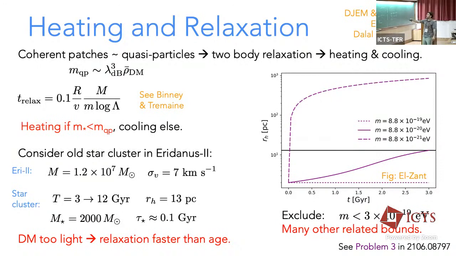And this is done in a lot of detail in this paper by Dalal and Kravtsov, and you end up finding out that this star cluster, due to the dynamics of the fuzzy dark matter halo, the existence of this star cluster excludes the dark matter from being lighter than 3 times 10 to the minus 19 eV. And there are many other related bounds due to this relaxation physics.